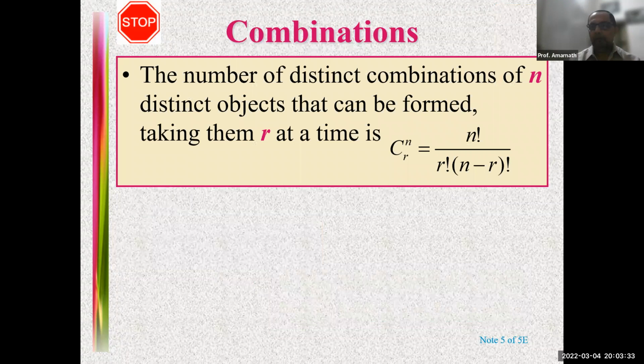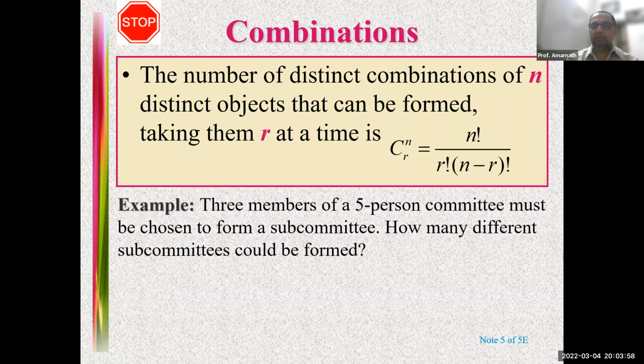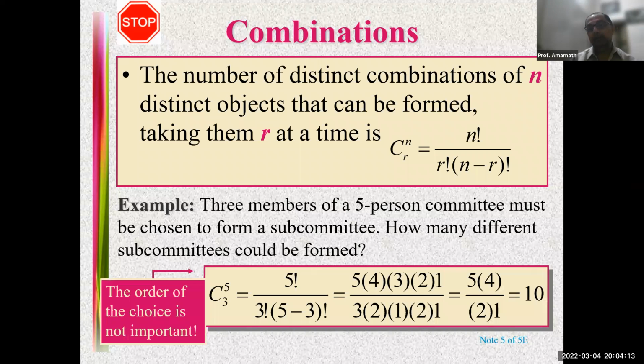So if we talk about permutation, then I have to talk about combinations. The number of distinct combinations of n distinct objects that can be formed taking R at a time is known as nCr. So n factorial divided by R factorial into n minus R factorial. That's how we try to learn it. Three members of a 5-person committee must be chosen to form a subcommittee. How many different subcommittees could be formed? So 10 different subcommittees can be formed.